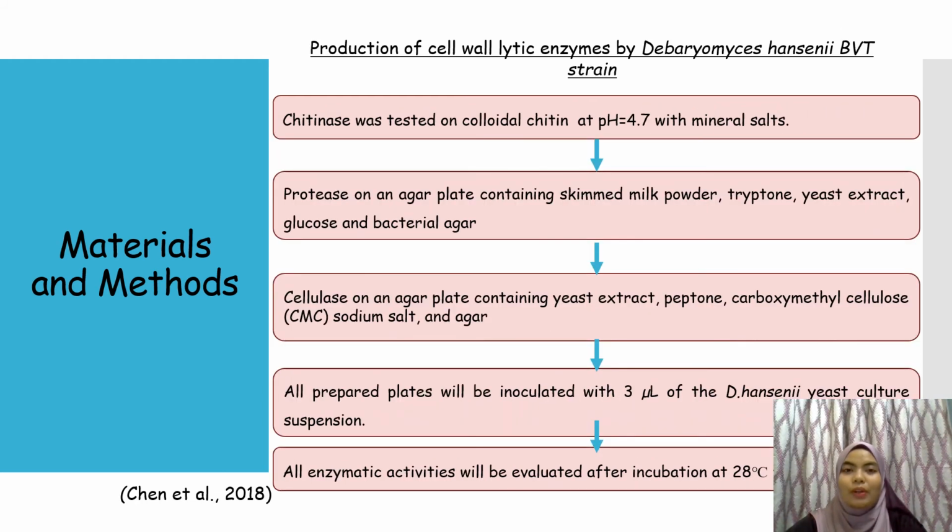Seventh, production of cell wall lytic enzyme. First, chitinase will be tested on colloidal chitin at pH 4.7. Next, protease will be tested on agar plate containing skim milk powder, tryptone, yeast extract, glucose, and bacterial agar. Next, cellulase will be tested on agar plate containing yeast extract, peptone, carboxymethylcellulose sodium salt, and agar. And 3 microliter of yeast culture will be inoculated, and the enzymatic activities will be observed after the incubation at 28 degrees Celsius for 5 days.